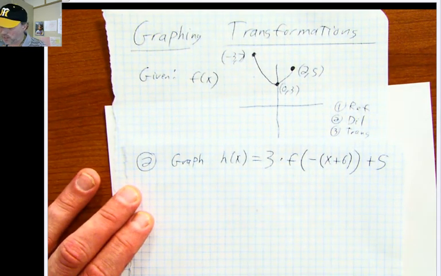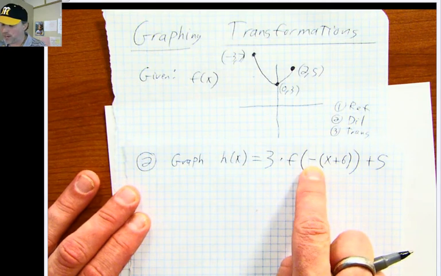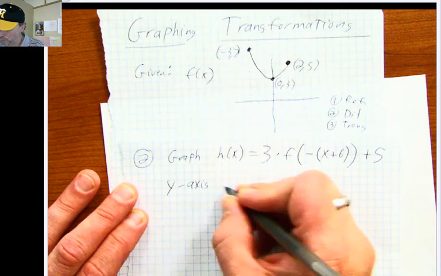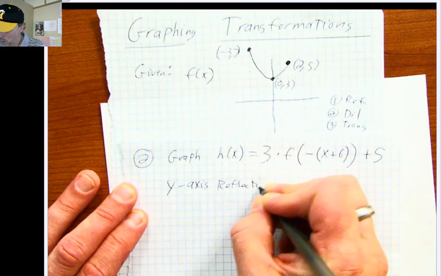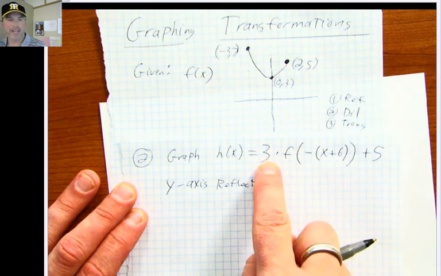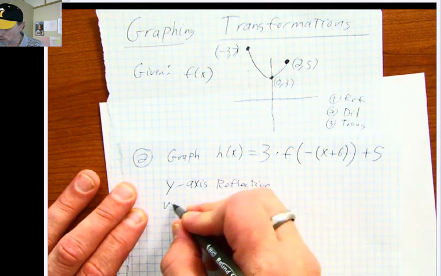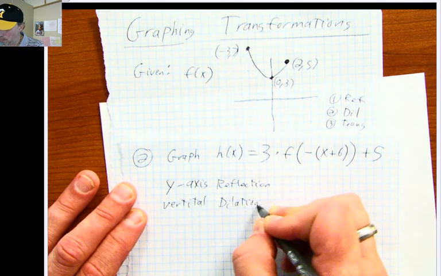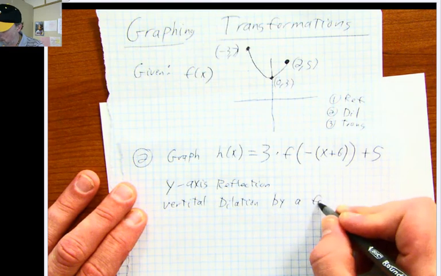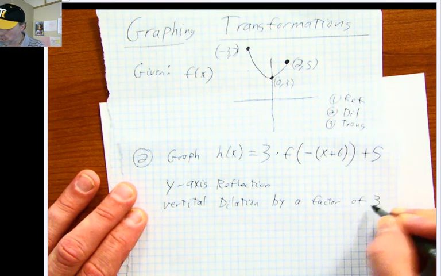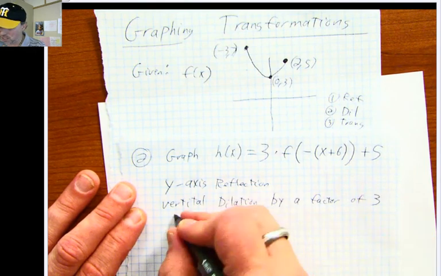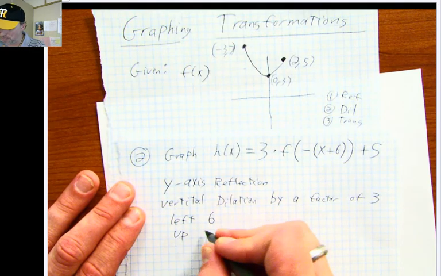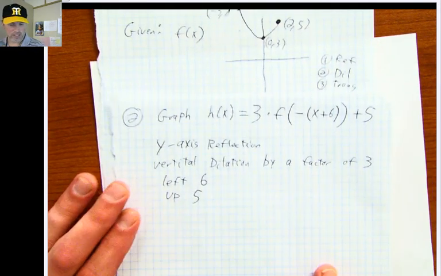So first, I deal with my reflections. I have a negative on the inside. That demonstrates a y-axis reflection. Then I apply dilations. This is on the outside, so that's a vertical dilation by a factor of 3. The x plus 6 demonstrates that I'm going left 6. The plus 5 demonstrates that I'm going up 5. Okay, let's go ahead and get into this.